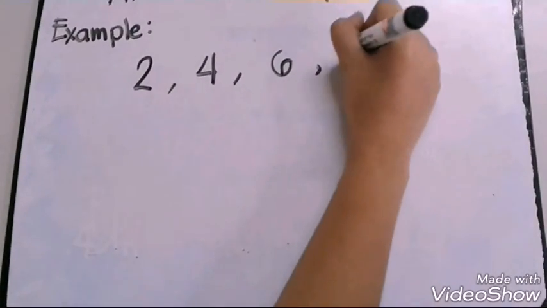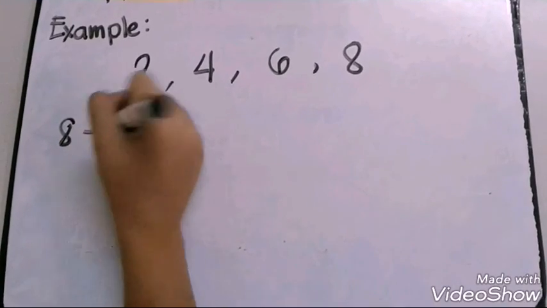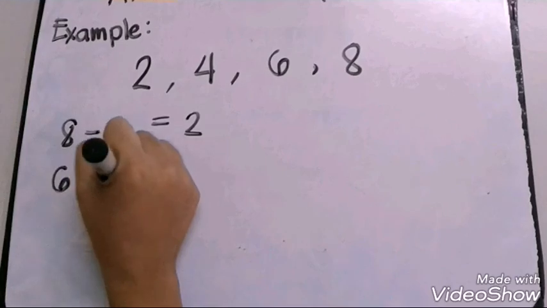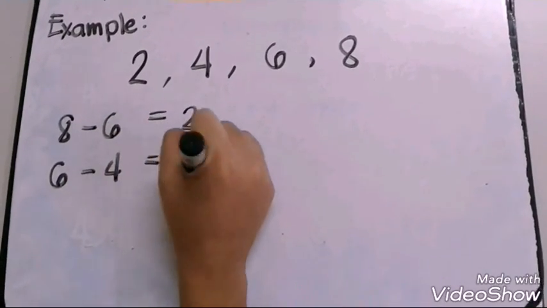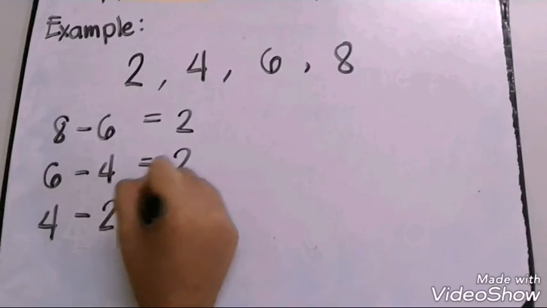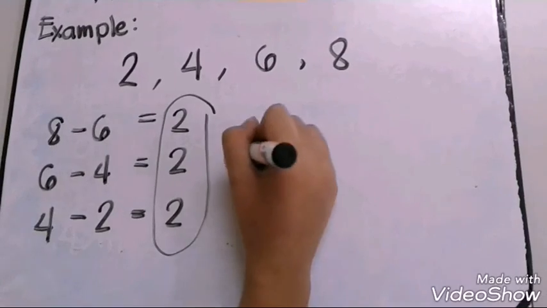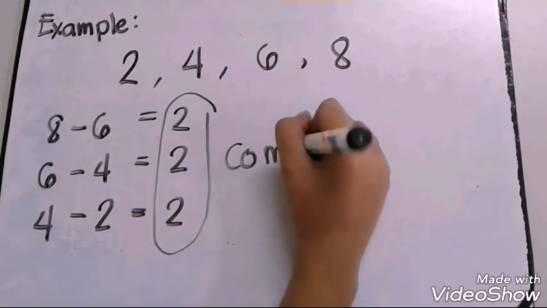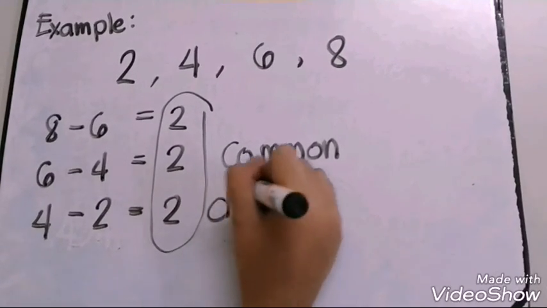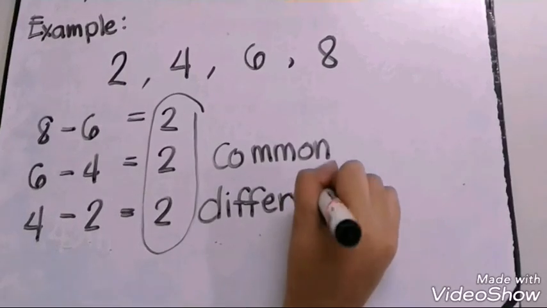In order to identify if the sequence is arithmetic, we have to check if it has a common difference by subtracting the preceding term from any term. So 8 minus 6 is equal to 2, 6 minus 4 is equal to 2, 4 minus 2 is equal to 2. So now, we know that this 2 is our common difference. Because we have the common difference, we can say that the sequence above is an arithmetic sequence.